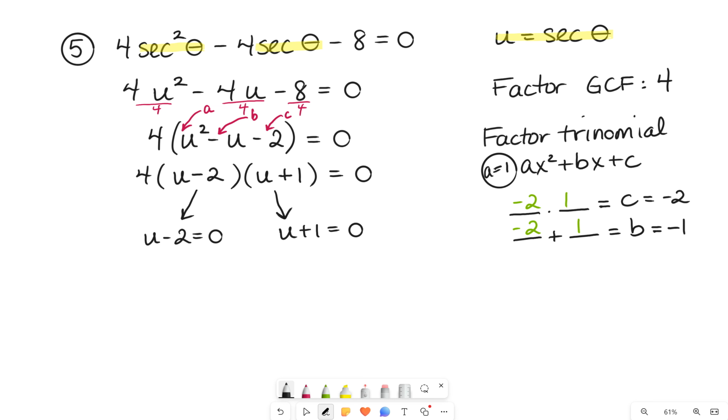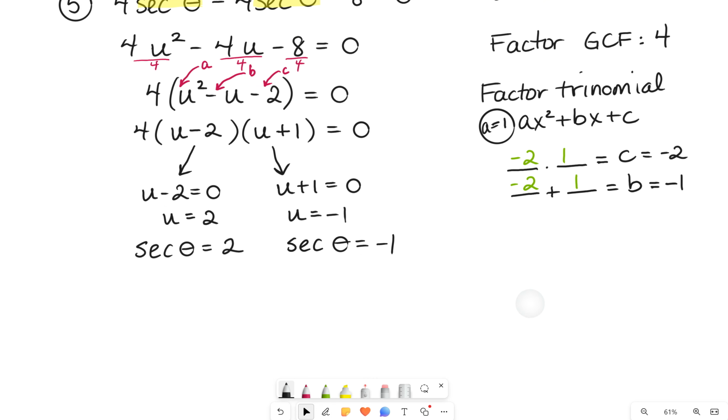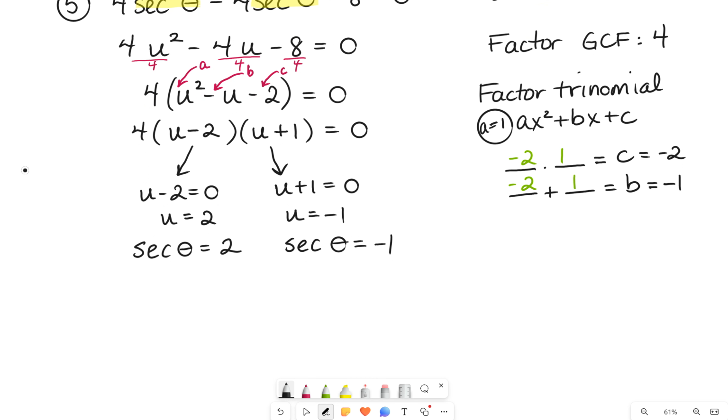Now we can apply the zero product property. I've set them up equal to 0, and then I solve for u. Once the u has been isolated, revert back to trig. So we are ready to use the unit circle.